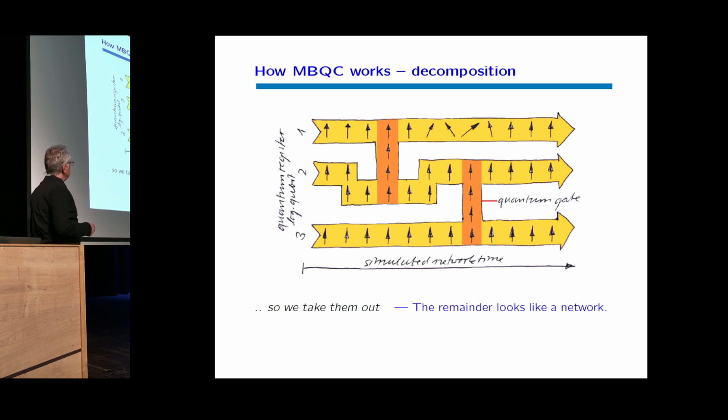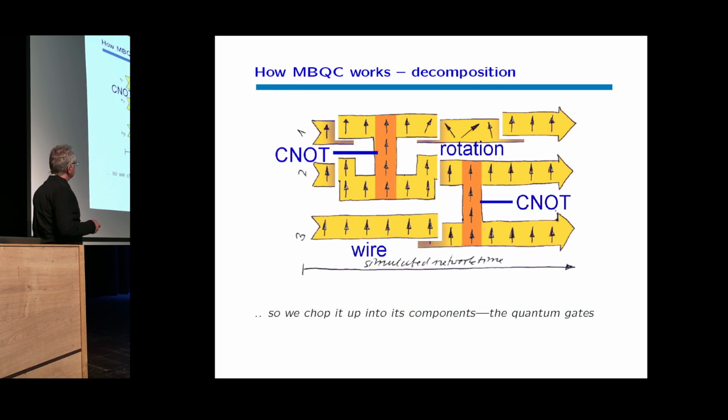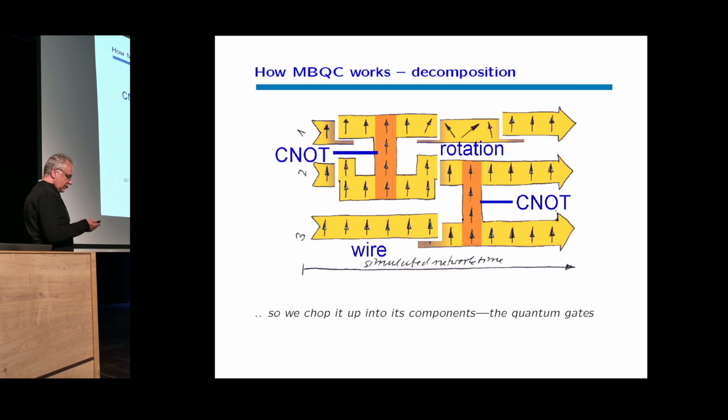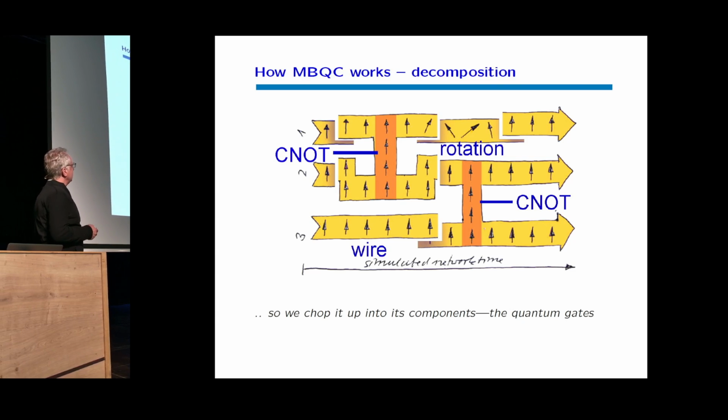So we want to identify the parts. We want to say, okay, this is a CNOT gate, this is a rotation, this is just a wire doing nothing but the identity. So we want to chop up the remaining network into these pieces.